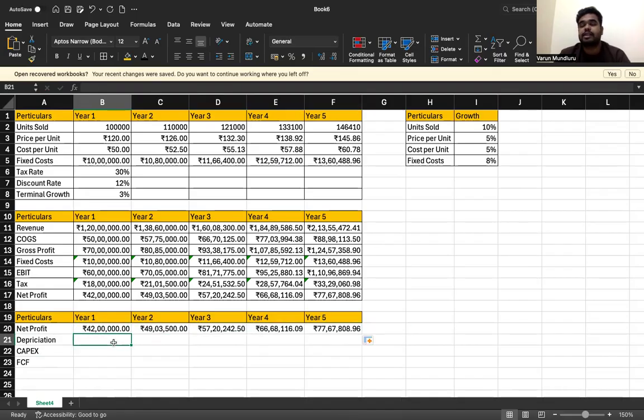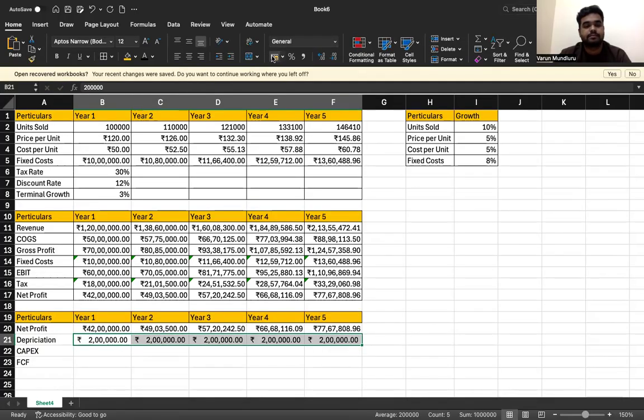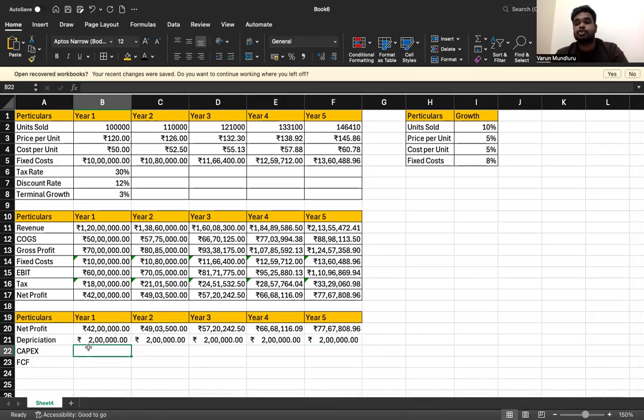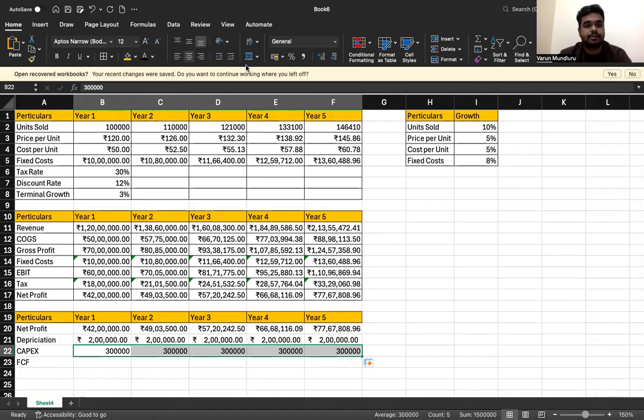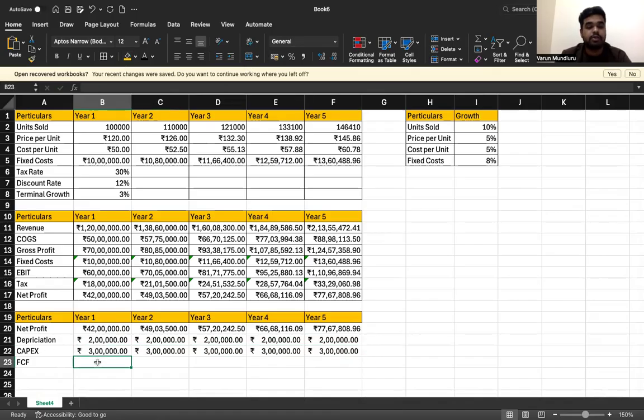Now let us assume that the depreciation is constant at 2 lakhs per year for the ease of calculation. Also, let us assume that the capital expenditure is fixed at 3 lakhs for the ease of calculation. Now, using these three data points, we will be finding the free cash flows. That is net profit plus depreciation minus capital expenditure.